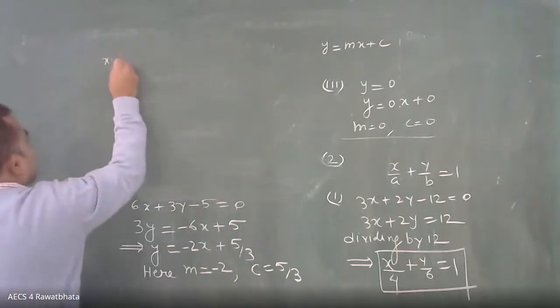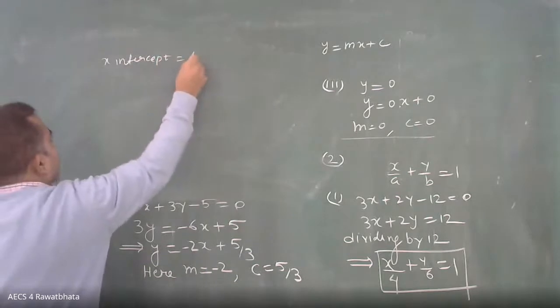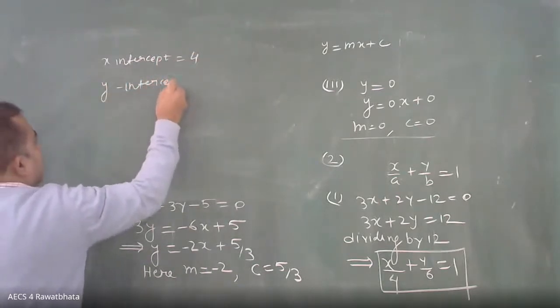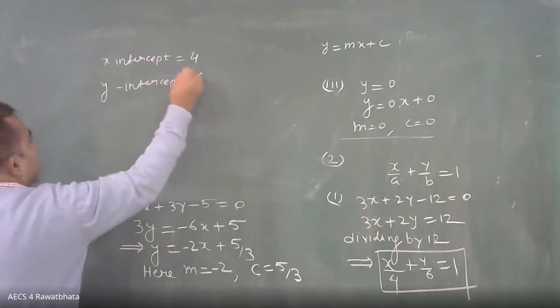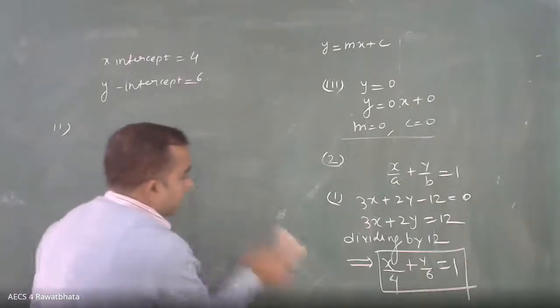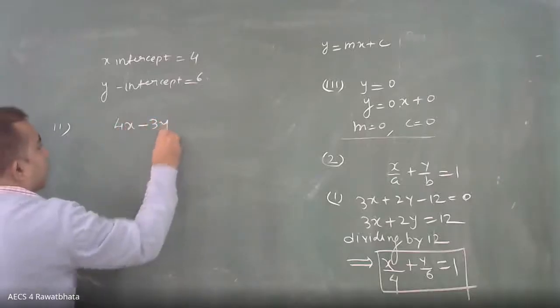Here x-intercept is 4, y-intercept is 6. Ayushi, is there any more part? Yes, sir. Two more parts are there. Yes, please tell. 4x minus 3y equal to 6.